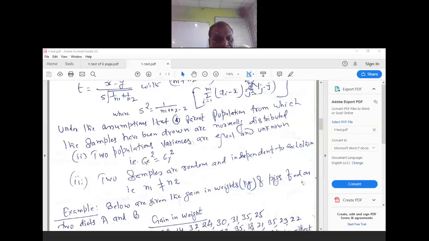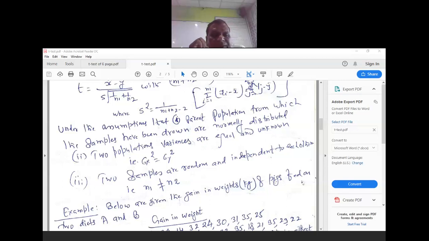Remember, in the second application there are two situations. The first situation is n1 is not equal to n2, and in the other situation there is a possibility that n1 is equal to n2, that is, the sample sizes are equal. In this situation we apply the paired t-test. Mind it, if n1 is not equal to n2, then we apply this statistic, and if n1 is equal to n2, then we apply the paired t-test. We will discuss it later on.